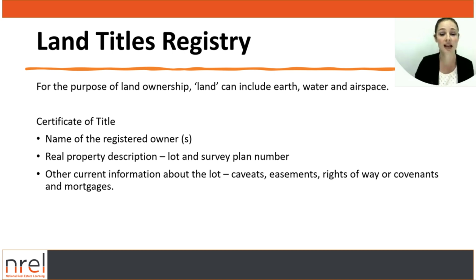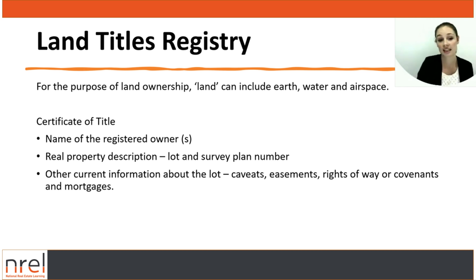If a buyer is looking at purchasing a house and they want to put a pool in future and they can't do that, then that's obviously going to affect their decision to purchase the house. So you need to find out these things prior to going out to do an appraisal. For the purposes of land ownership, land can include earth, water and airspace. You need to do a title search. The title search will show the name of the registered owners, so this is the true and accurate and outright ownership that is provided on the title search. The real property description, which is a lot, survey plan and number, and any other current information about the lot, so caveats, easements, rights of way, covenants and mortgages.